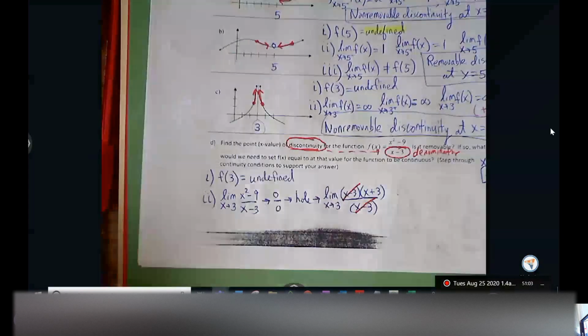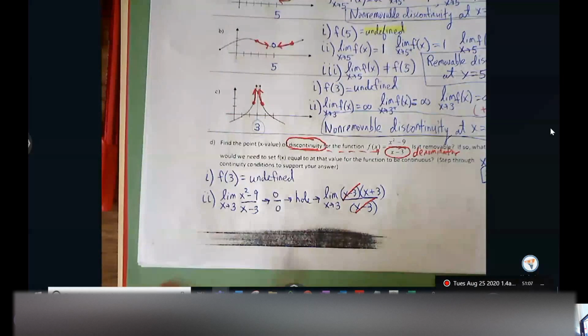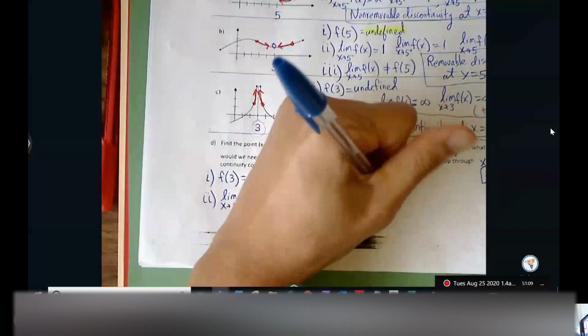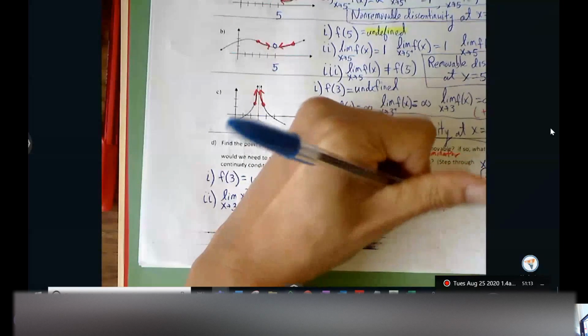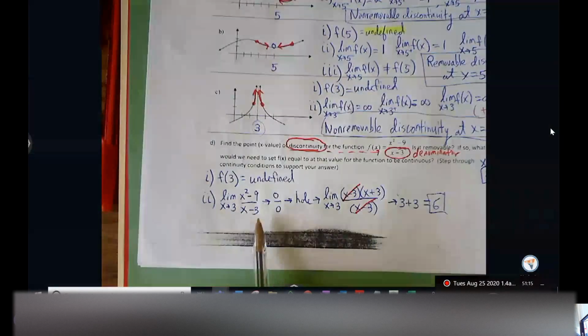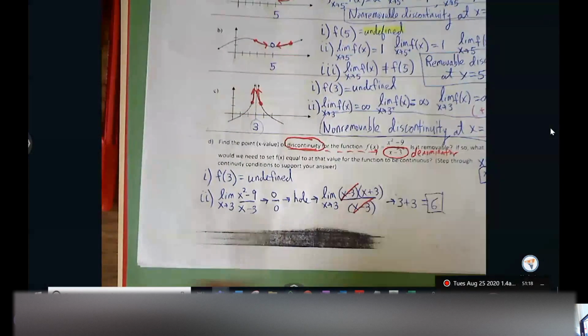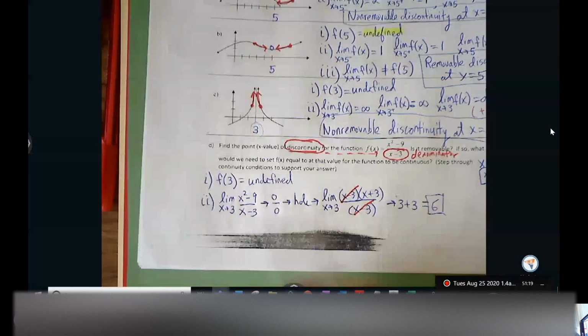The hole is now removed. We have a simplified expression. We plug 3 in for x, and we get 3 plus 3, which is 6. So this tells us that the limit exists, second condition passes, and if second condition passes, we're going to test that third condition.